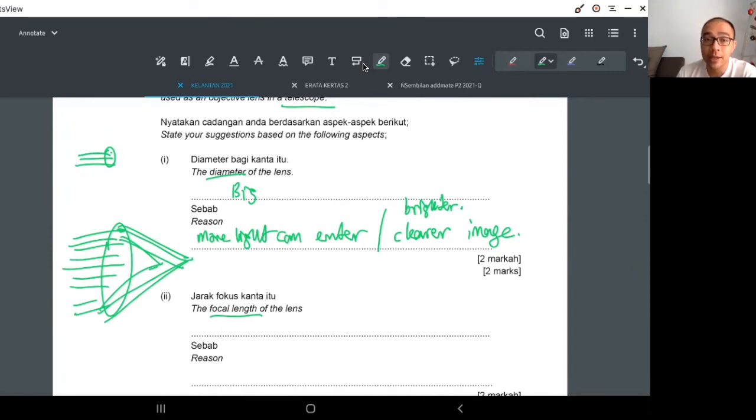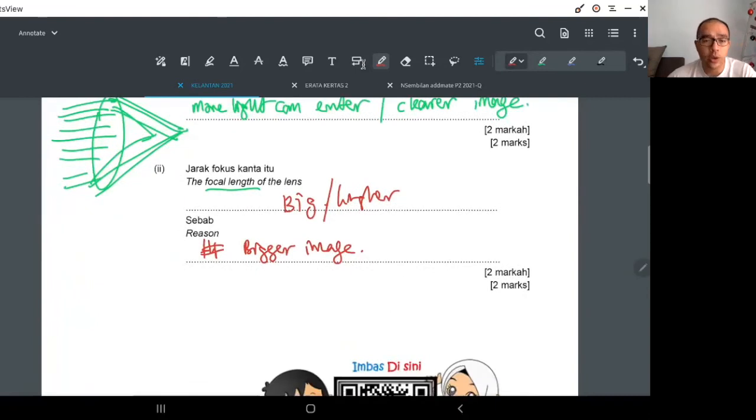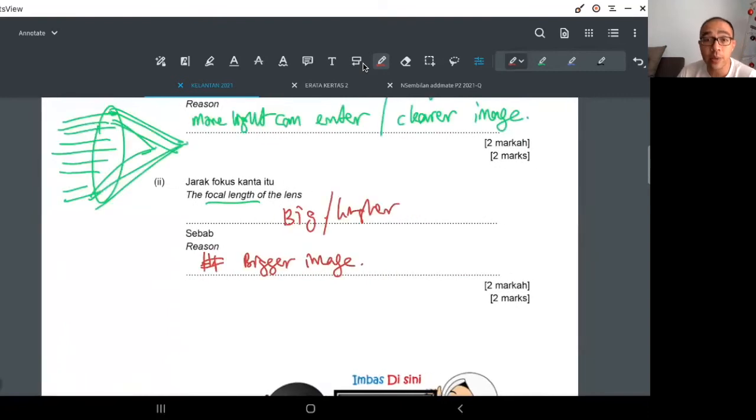It is brighter. So whenever we say the diameter of the lens, and usually they want it in a good way, we always say big. Even if you don't know the answer, just remember this: the diameter of the lens should be big so that more light can enter. But for a telescope, we want a big focal length, or a higher focal length, a focal length that is longer, so that we can get a bigger image. Yes, we can get a bigger image if the focal length of the lens of the telescope is bigger.